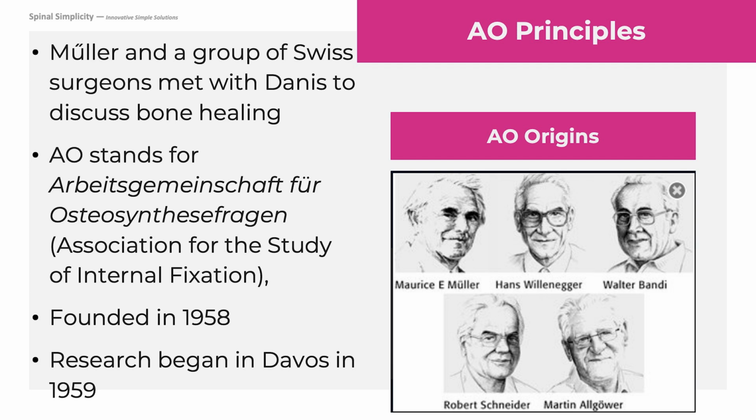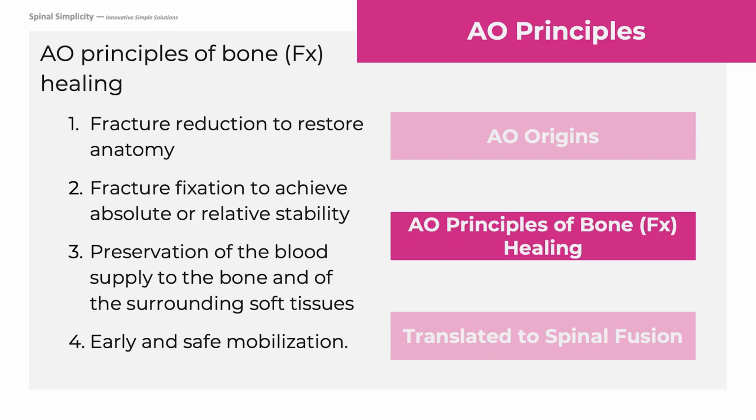Their research began a year later in a brand new building in Davos, Switzerland. And they were super productive. Clinical scientists did laboratory research, did clinical research, and came up with 4 principles of fracture fixation, bone healing that are still very relevant today. So these 4 fundamental principles of bone healing, how well do they translate to what we're concerned with, spinal arthrodesis? I think they translate very well.